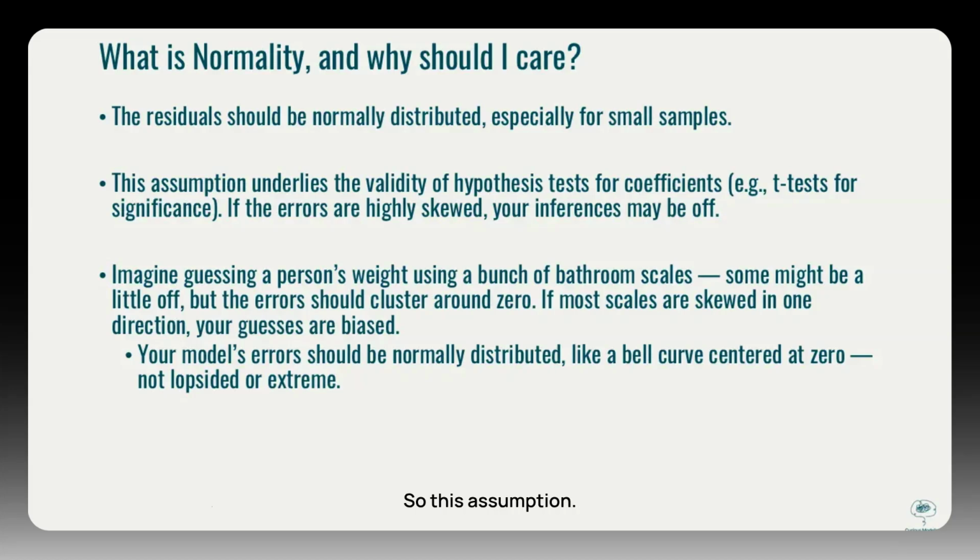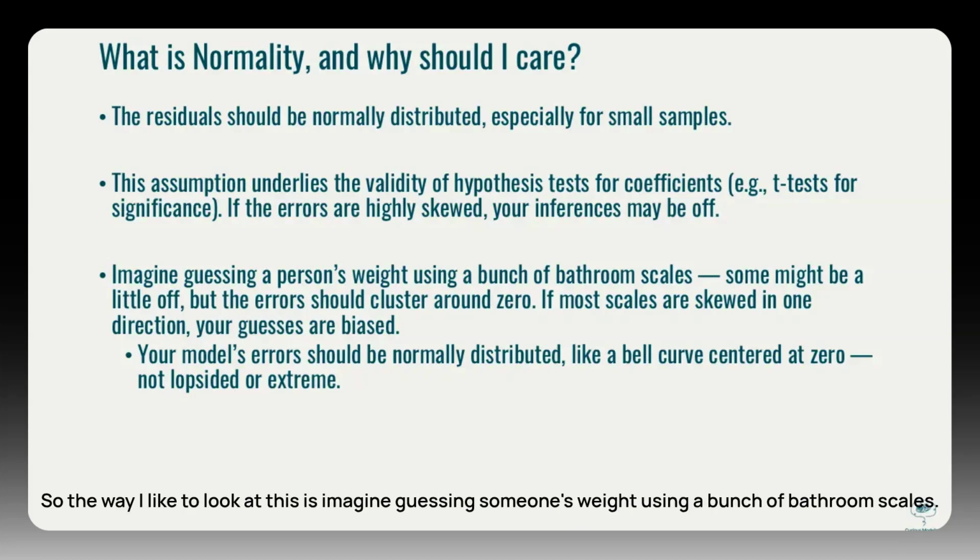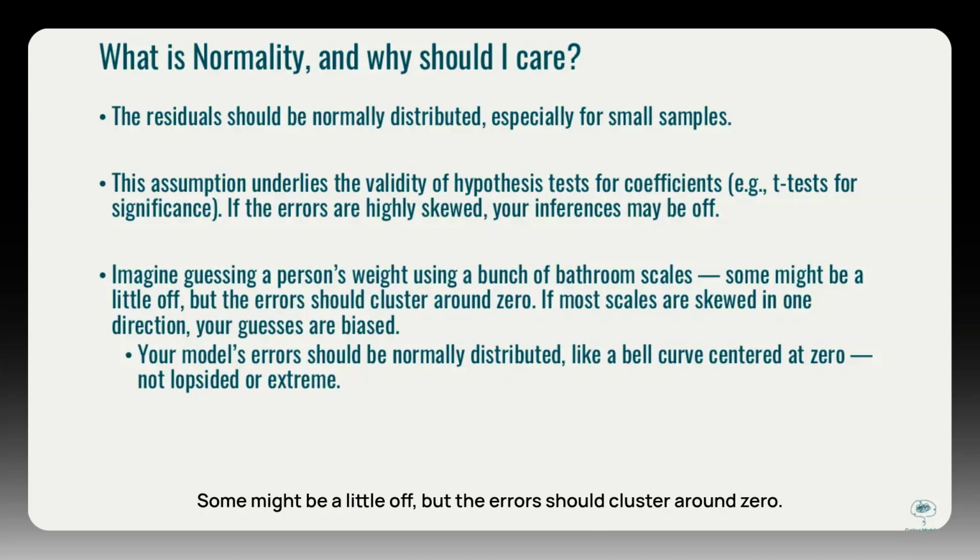to examine. This assumption underlies the validity of hypothesis tests for coefficients, t-tests for significance. If the errors are highly skewed, your inferences may be off. The way I like to look at this is imagine guessing someone's weight using a bunch of bathroom scales. Some might be a little off, but the errors should cluster around zero. If most scales are skewed in one direction, for example, your guesses are going to be biased and you're going to be off in your estimators. Your model's errors should be normally distributed like a bell curve centered at zero, not lopsided or extreme.